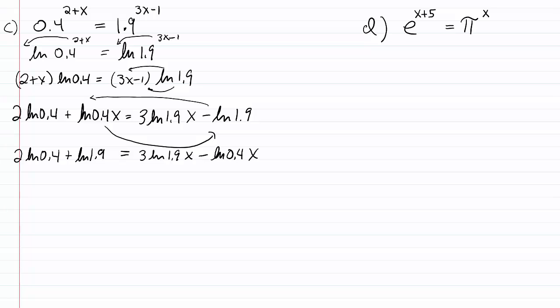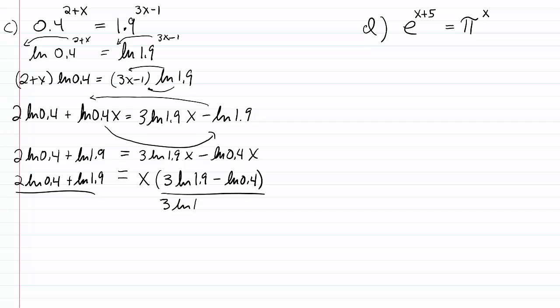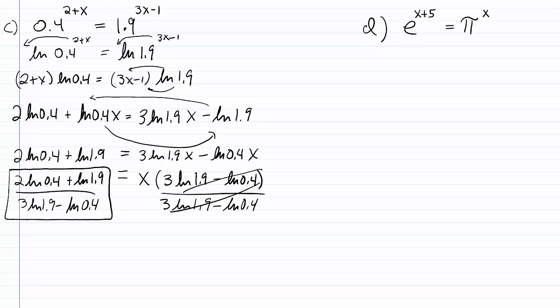Now from there we can factor out the x that's common on the right-hand side to both terms. So we pull that out, we have 3 ln of 1.9 minus ln of 0.4. And that'll be equal to 2 ln of 0.4 plus ln of 1.9. And then finally divide both sides by 3 ln of 1.9 minus ln of 0.4. All right, when you divide that off, you end up with x is just equal to this rather unattractive answer, but certainly the right answer.